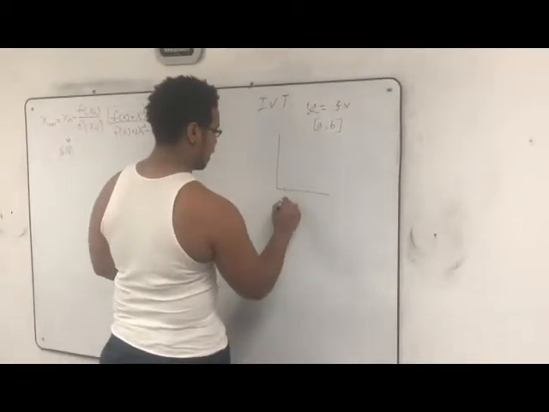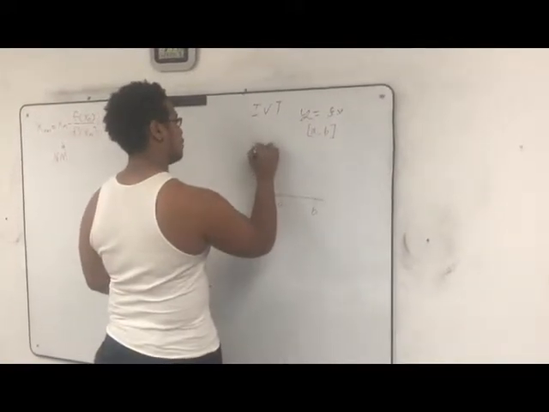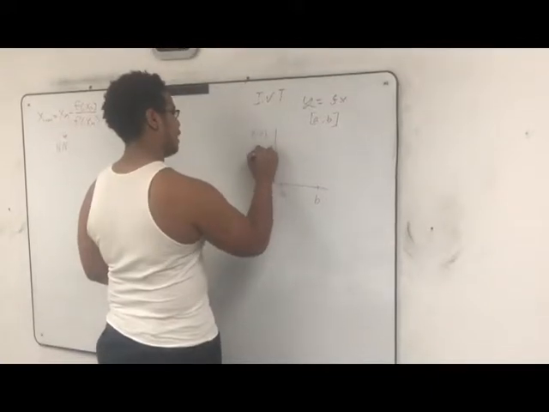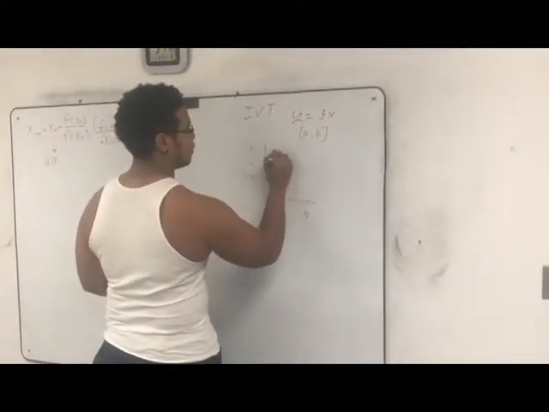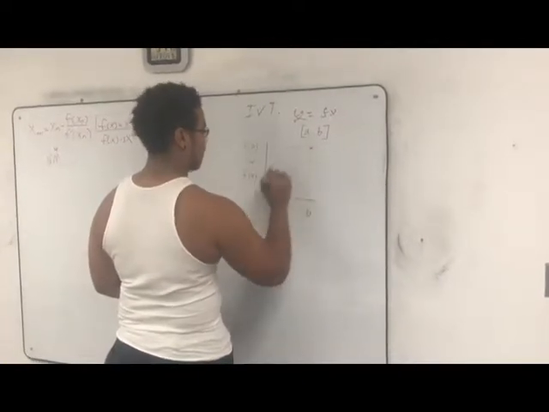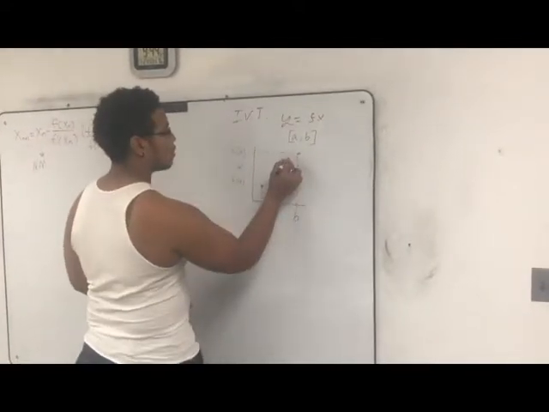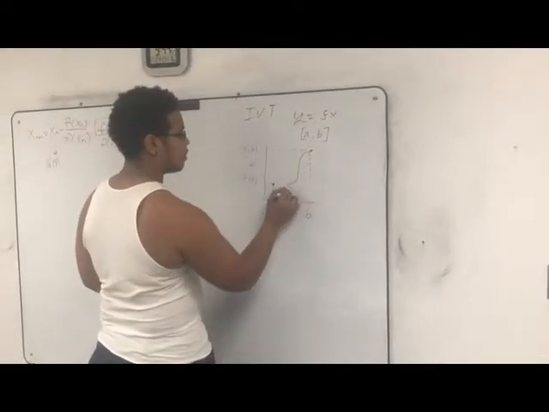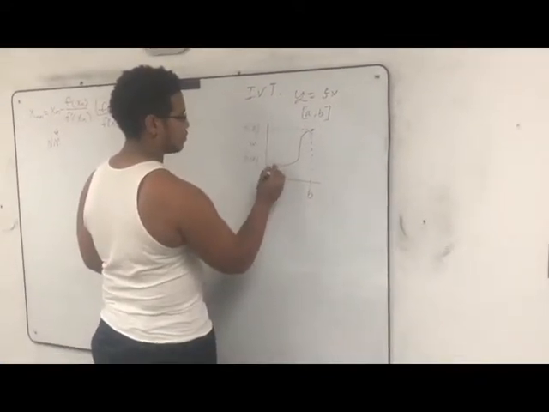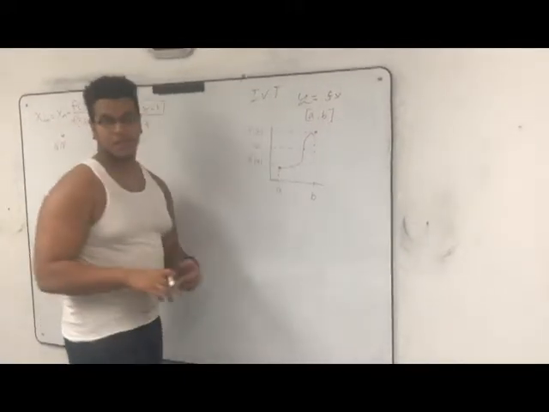You have interval a, interval b, f of b, f of a, and w. F of b, and f of a. Somewhere in between there, there will be a value that corresponds.